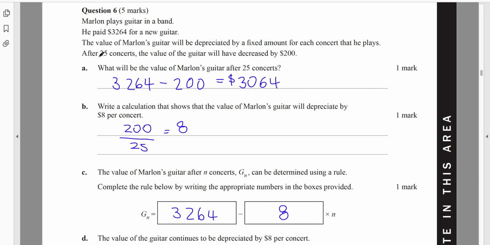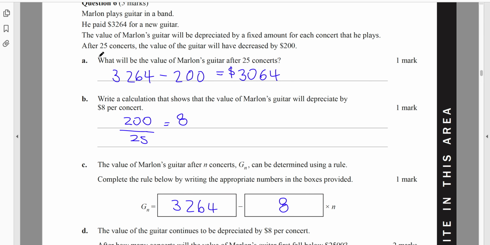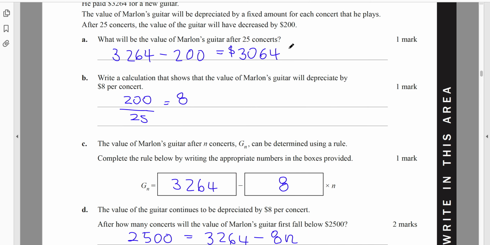It's got here 25 concerts and the value of the guitar. So it's giving us information on how much it's losing each concert, or enough information to find that at least. So the value of the guitar after 25 concerts, a nice straightforward question to start off with. We've got its original value, 3264. We've got that it's going to be decreased by 200. And so we're just subtracting 200 to get our answer for this one.